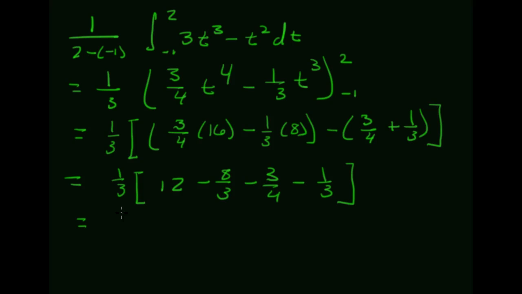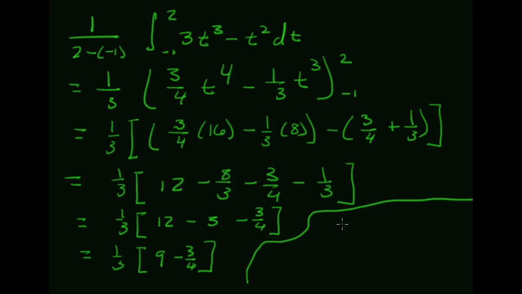Let's see. So this is a third. 12 minus, let's see, 8/3 minus 1/3 is 9/3, so that's minus 3. Minus 3/4. A third times 9 minus 3/4. Distribute the third through that, and we're going to get 3 minus 1/4, which is 2 3/4, which is 11 over 4. And I believe that's answer A. So there's number one.